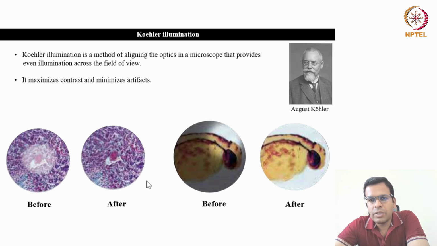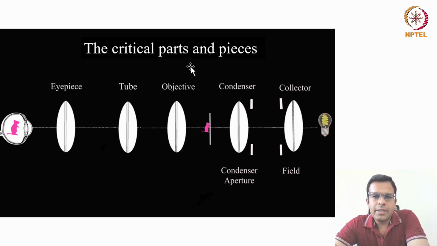So this is known as Kohler illumination, that your field should provide even illumination at every corner of the field. Okay, so let us understand the critical parts and pieces of the microscope.